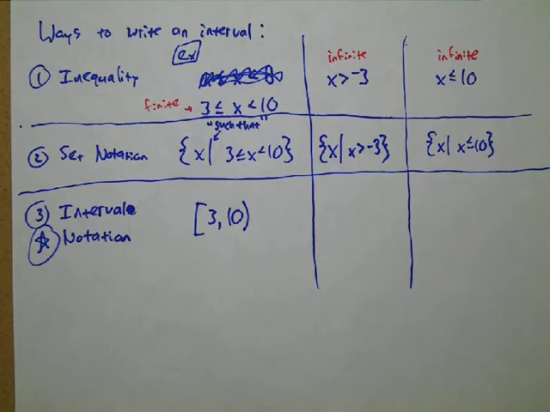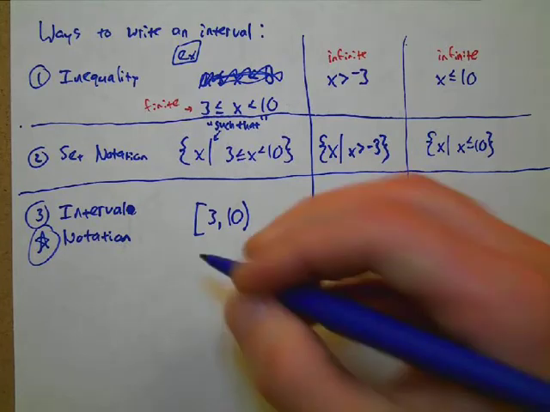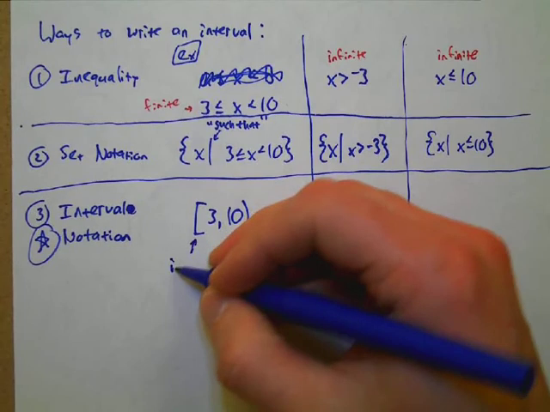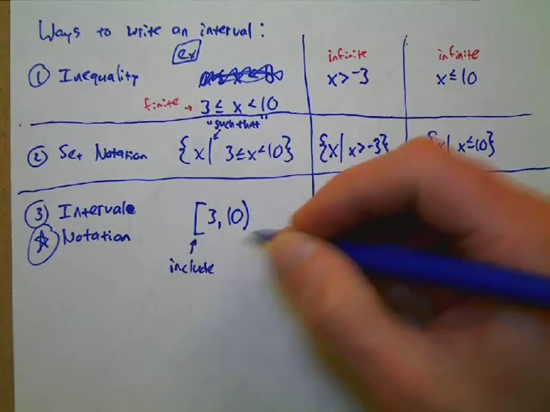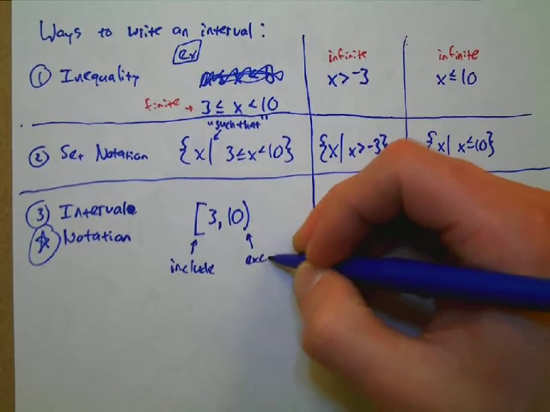Why do I use the square bracket for the 3? Why do I use parentheses for the 10? Because x can be 3. That's the equal to part of this inequality symbol, less than or equal to. Can I have 10 in this interval, according to this? No. So this 10, we exclude it, with a parenthesis.